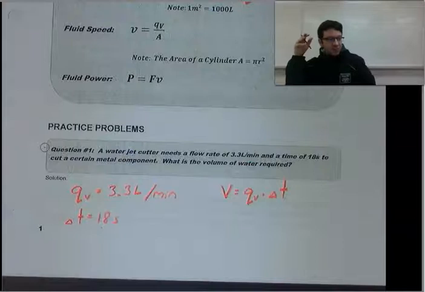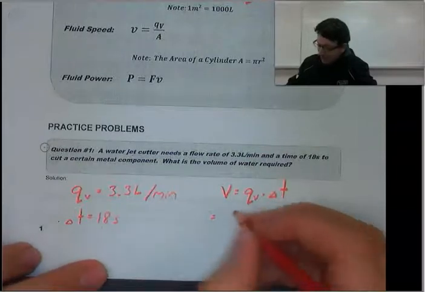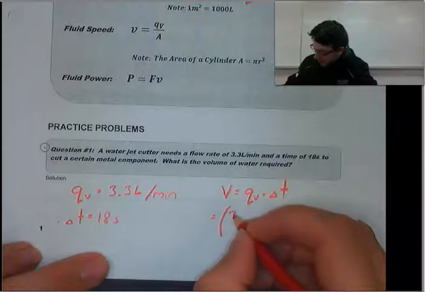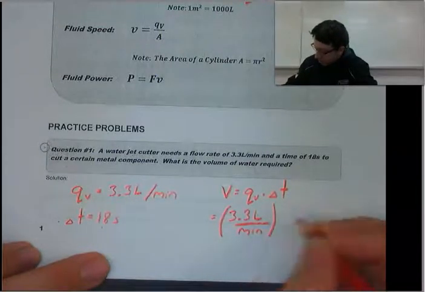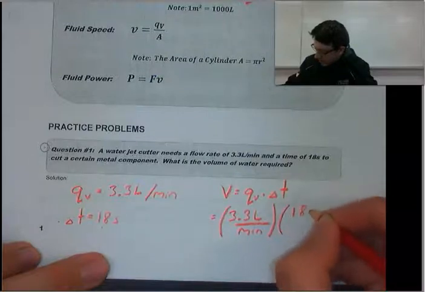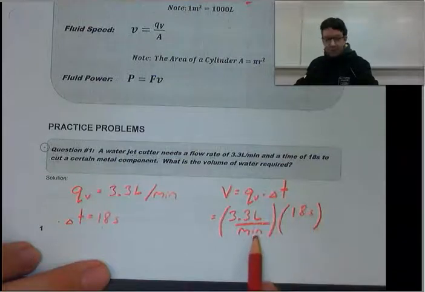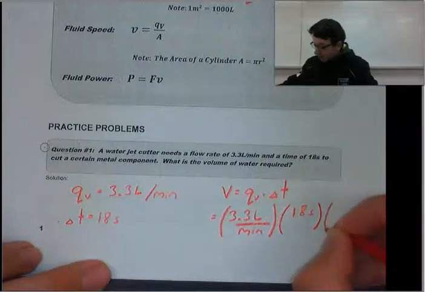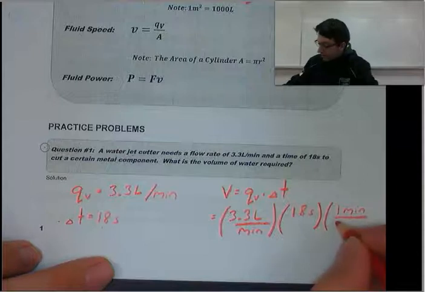But if we just multiply the two together, you're going to notice something's happening with the units. So let me write this out and let's pay attention to the units. Our volume flow rate is 3.3 liters per minute, multiplied by 18 seconds. Volume is in liters, but if we multiply this, we get liters times seconds divided by minutes. So what we need to do is change minutes into seconds. So we put 1 minute on the top, divided by 60 seconds.